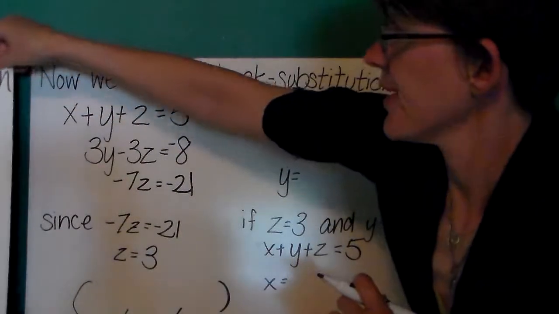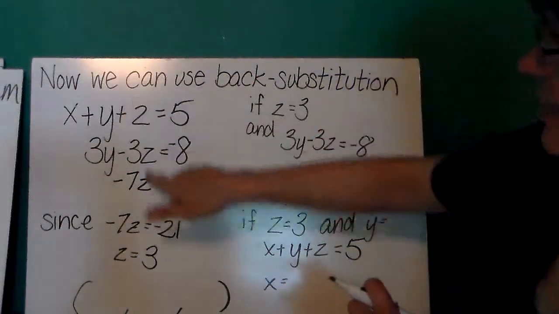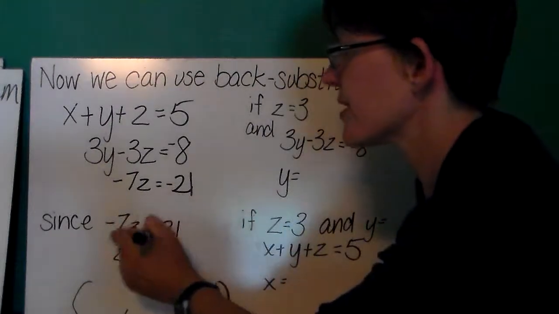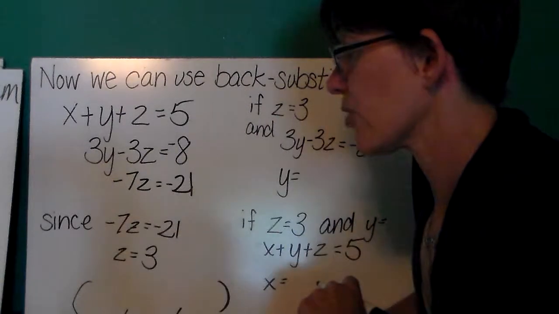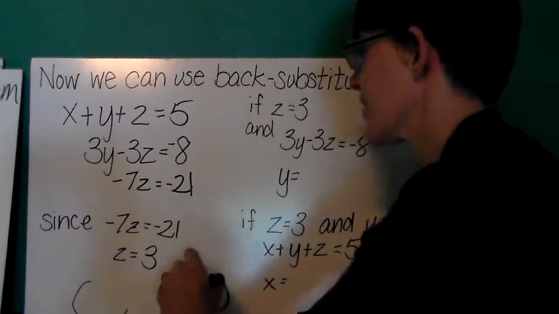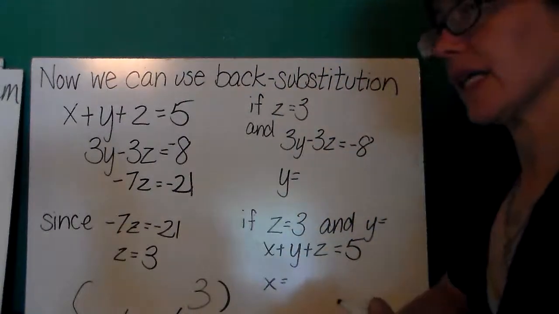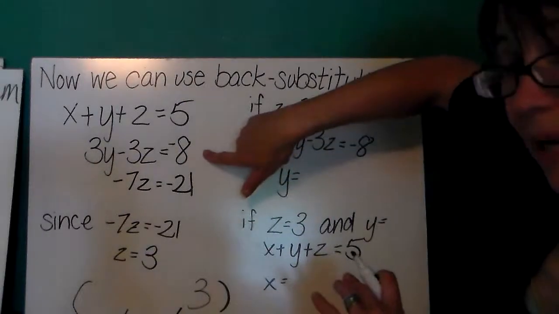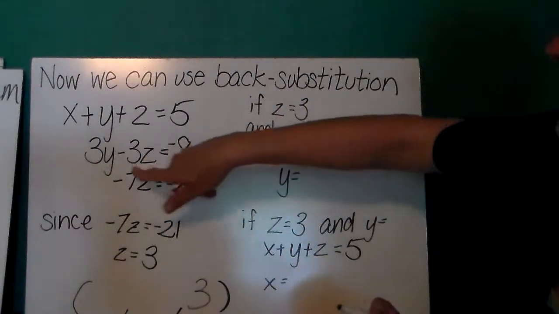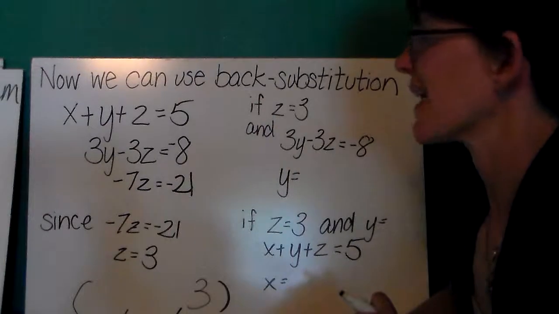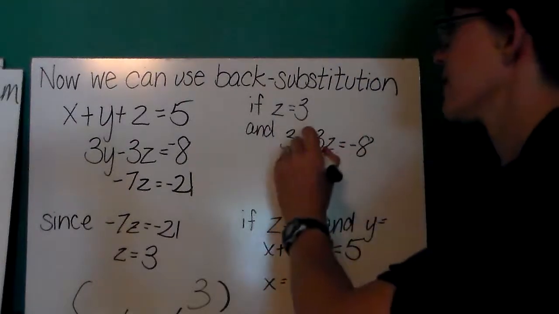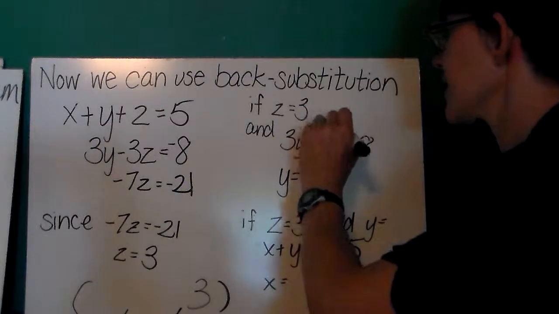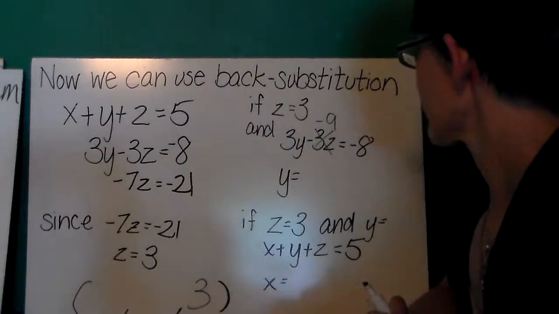Okay, so here we are. I've copied over my system in its row echelon form. Now, since negative 7z equals negative 21, z equals 3. And I'll write that down in this ordered triplet. If z equals 3, I can go back to my 2nd equation now. 3y minus 3z equals negative 8. And so this would be 3y minus 9 equals negative 8.